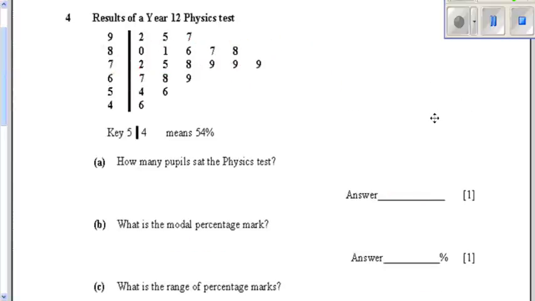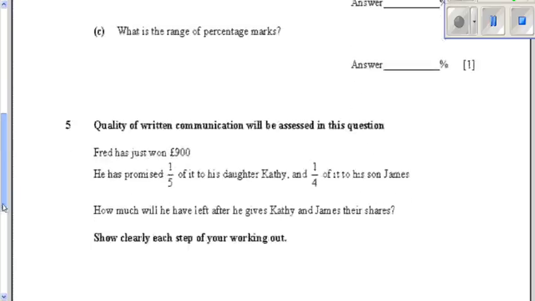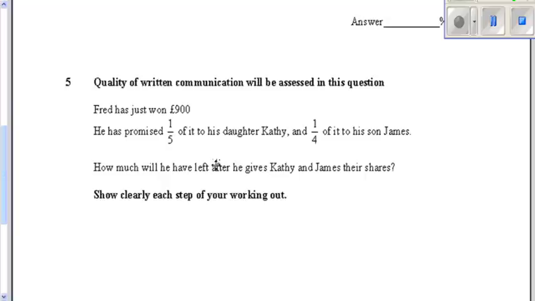Okay, so here's question 4. If you want to stop the video, have a look at it and try it yourself. And then I'll scroll down to question 5. So again, just stop the video, have a good look at question 5 and have a go at it yourself, and we'll go through the solutions in a moment.